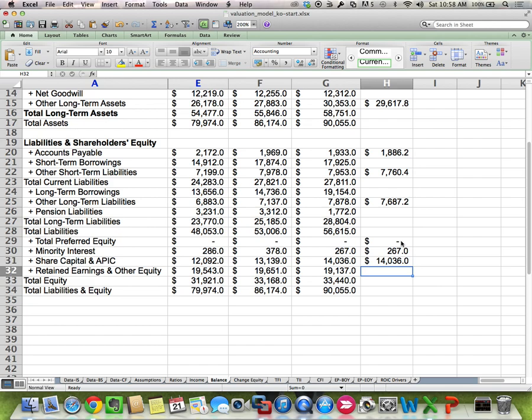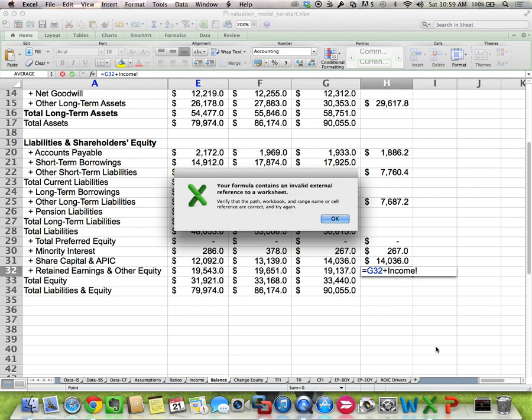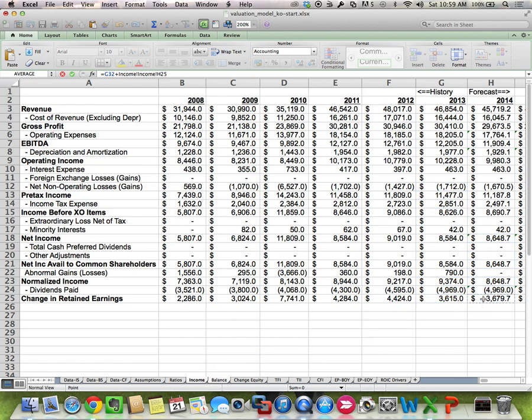The only thing that's going to change in the equity is retained earnings. Retained earnings is basically profit minus dividends. So retained earnings in the balance sheet equals previous year's retained earnings plus, go to the income tab, 2014 change in retained earnings. Cell H25. Because profit after dividends is how much our retained earnings should change if we don't do any AOCI adjustments. We're not doing any of those. So that's the change in retained earnings. That's how much retained earnings should go up.